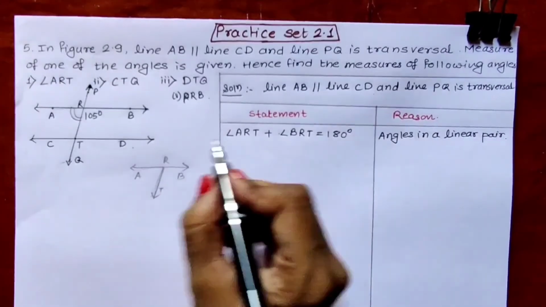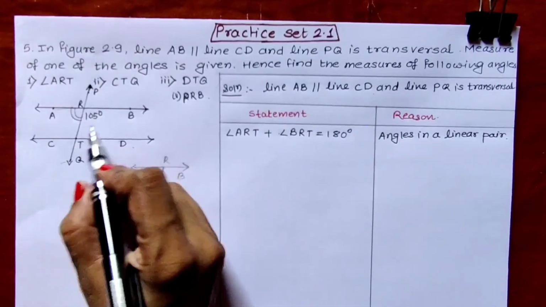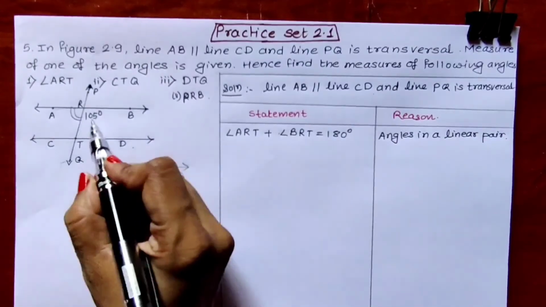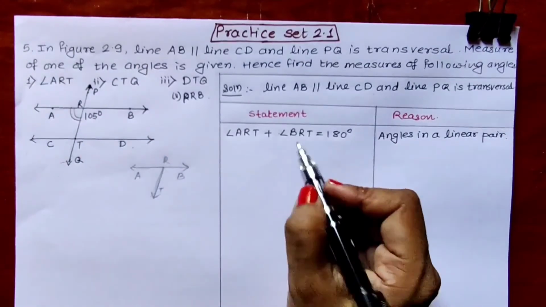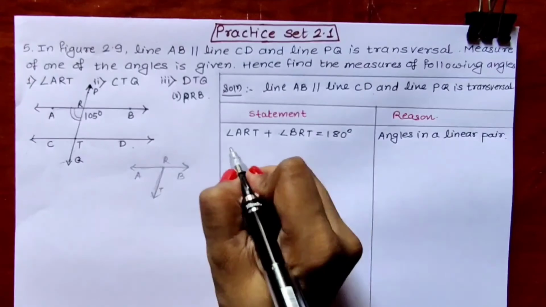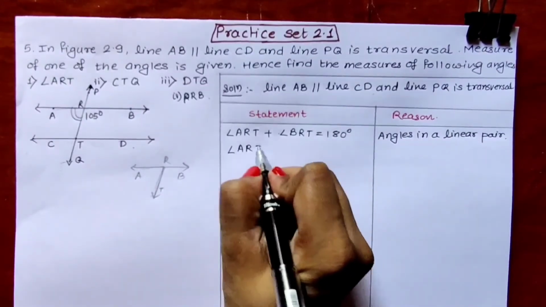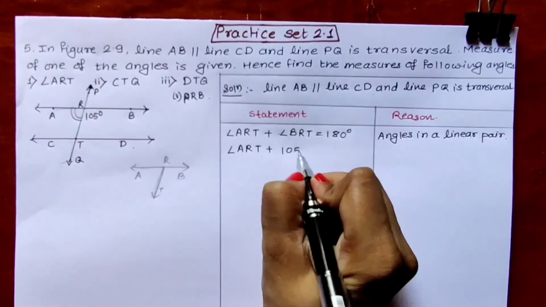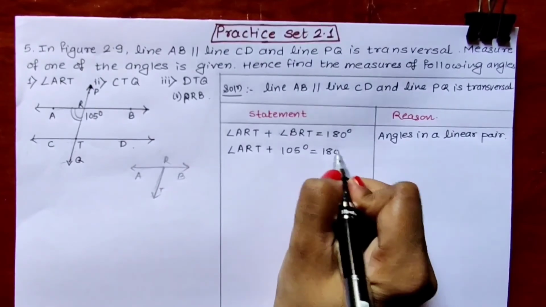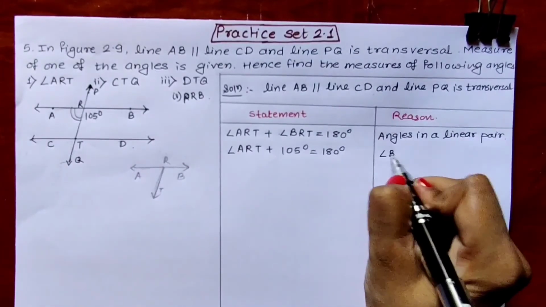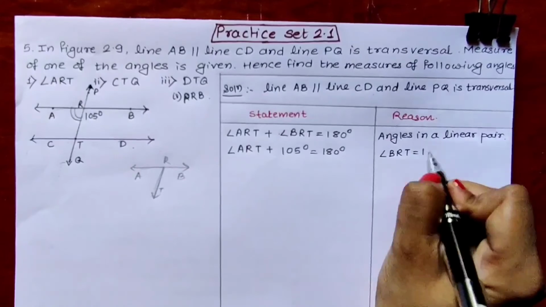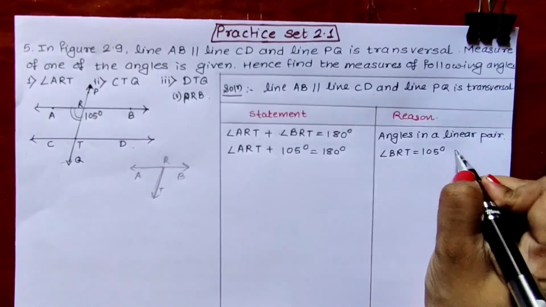Now BRT is given 105 degrees. Measure of angle BRT is given 105 degrees. So in place of BRT we will be writing 105 degrees. ART we write as it is, plus 105 degrees is equal to 180 degrees. The reason is angle BRT is equal to 105 degrees. This is given to us.